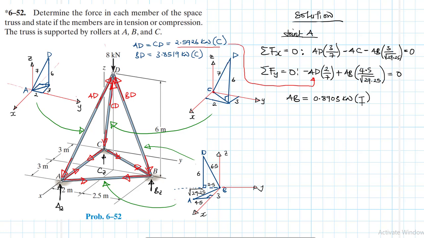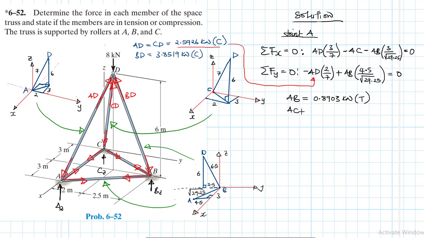Okay, so let me just repeat it. 4.5 divided by root of 29.25. There we go. And then we have 2 divided by 7 divided by that, and then times AD, which is 2.5926, 0.8903. All right, there we go. So we found what AB is. So of course it becomes easier for us to find what AC is.